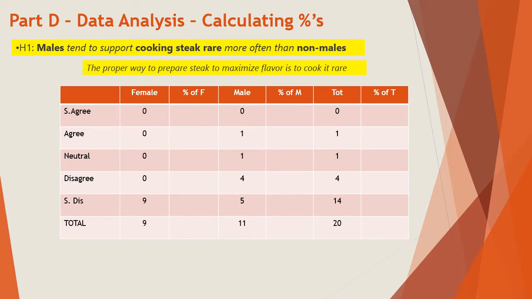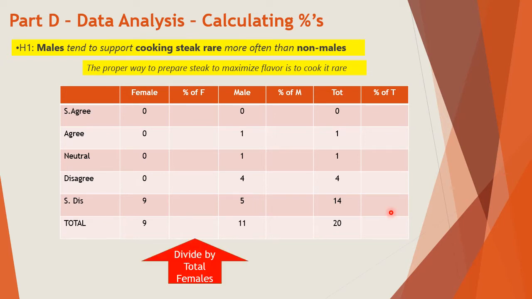Okay, so we're going to be calculating percentages of each independent variable dimension. For example, we're going to calculate the percentages of females in each category, the percentages of males in each category, and then the percentages of responses totally across the board to the category. Now, how do we do that? This is where it gets a little confusing because we're doing different totals.